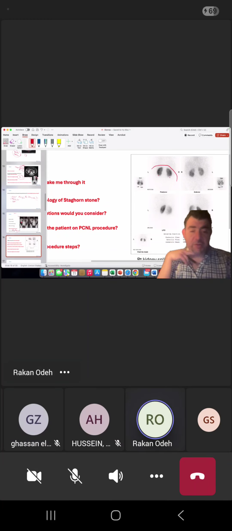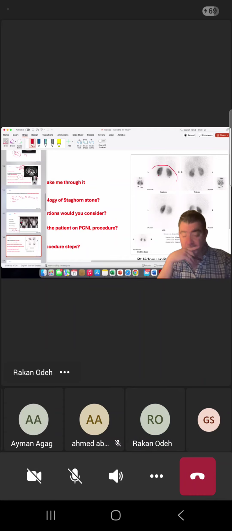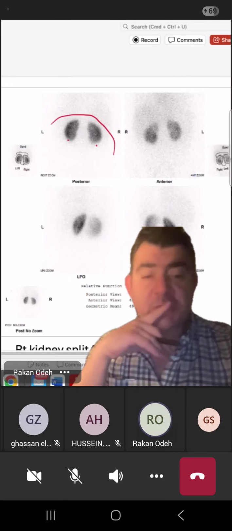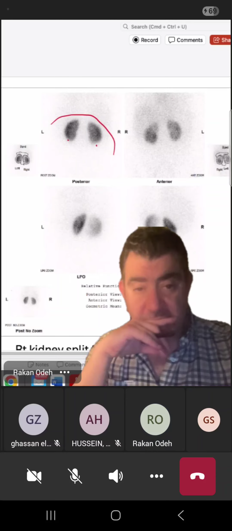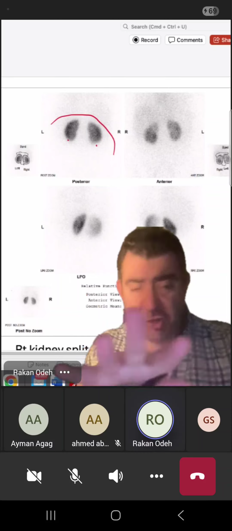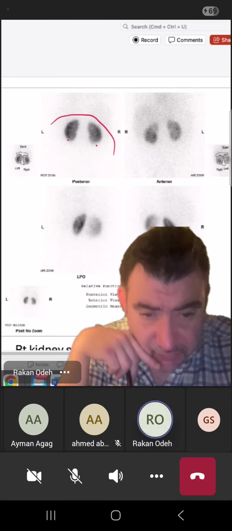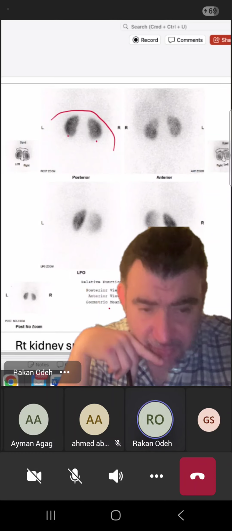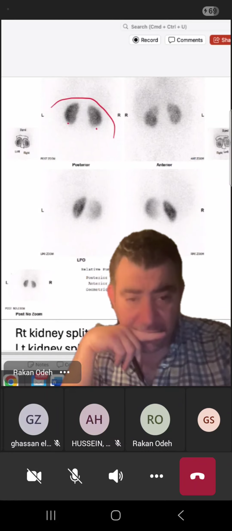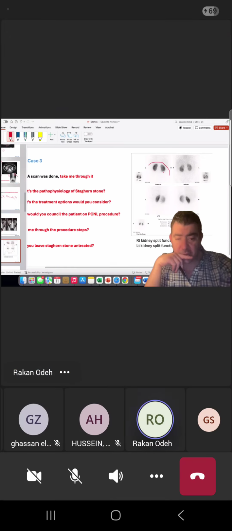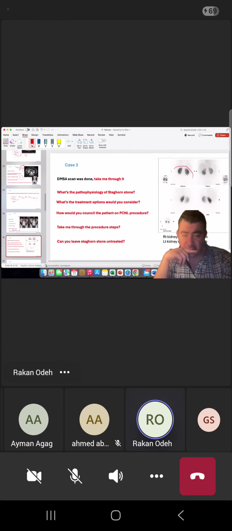So just comment on the DMSA scan. I haven't studied that part of technology yet, to be honest. No, that's fine. You don't need to just comment. Just tell me, what is the split function here of the right and left? You can look down. So it's showing that the split function of the right side is 48% and left side is 52%. Okay. So it's equal function. So it's almost equal one.